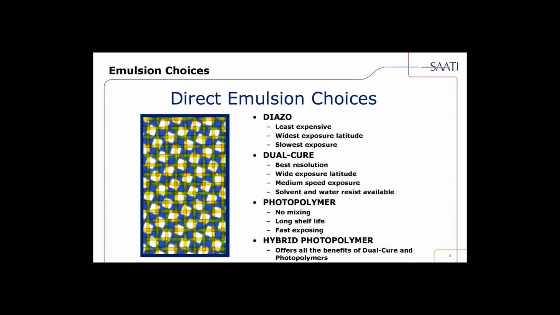The next product would be a hybrid pure photopolymer. These offer the benefits of a dual cure and the positives of a pure photopolymer. This particular product we would use and run one shop with just about any ink they'd like to run, meaning plastisol, water-based, or discharge.